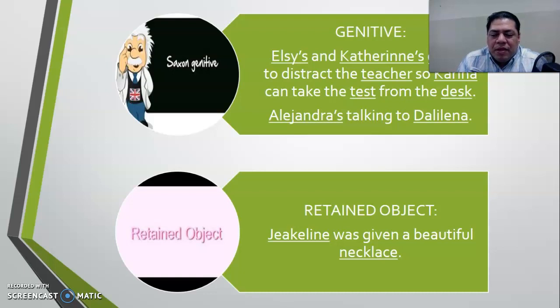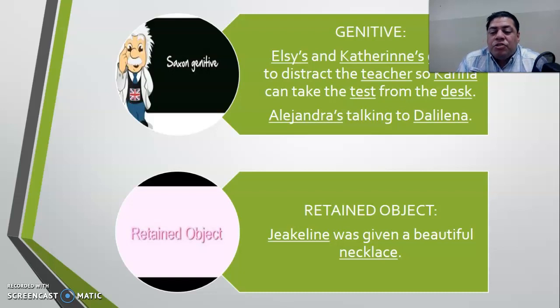Now, Elsie's and Catherine's. You see the S over there, the apostrophe S. You know that shows possession, yeah. So Elsie's is a genitive. Catherine's is also classified as a genitive. Elsie's and Catherine's goal is to distract the teacher. What is teacher? Not a direct object, not a predicate nominative. Teacher is the object of the infinitive to distract.